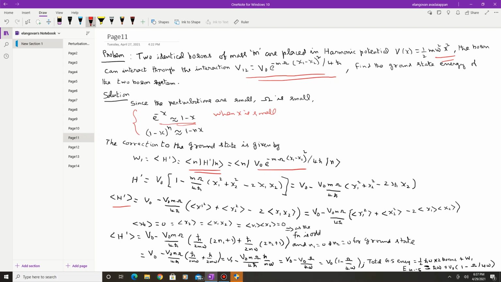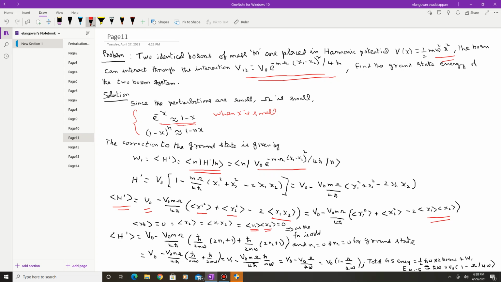Now let us find the expectation of H prime. This is a constant term, so therefore you will have only V0. Here V0 minus V0 mω/4ħ, and this is expectation value of x1², expectation value of x2², and this is minus 2 times expectation value of x1x2, and this can further be expressed by expectation value of x1 times expectation value of x2. Expectation value of x1 is 0 and expectation value of x2 is 0. Therefore this term will be 0. Because this is a harmonic potential with an x² term, the expectation value of x is 0, and the expectation value of x2 is again 0.